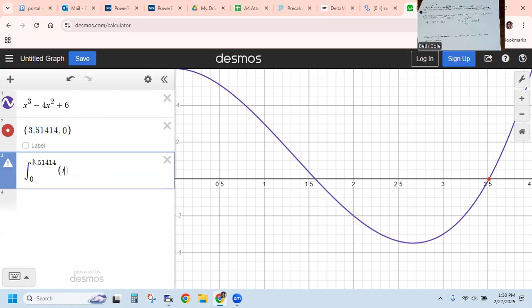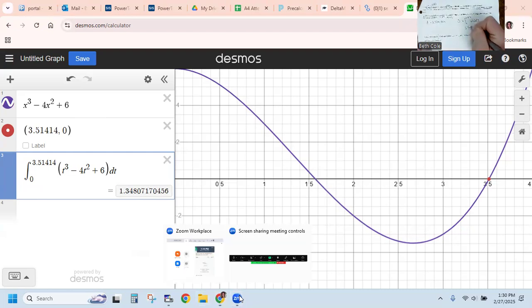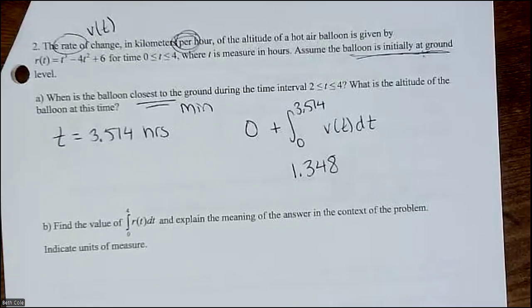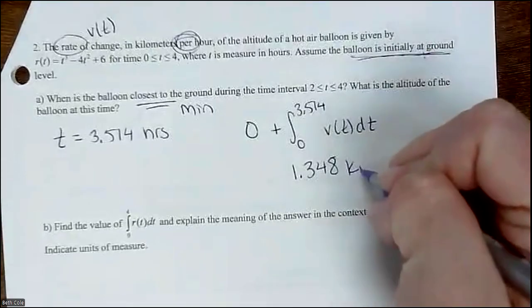All right. And then it is t to the third. What was next? Minus 4t squared plus 6 dt. So the balloon is 1.348. Now it's 1.348 what? Please go back and reread the problem. What is it? Kilometers. Good.